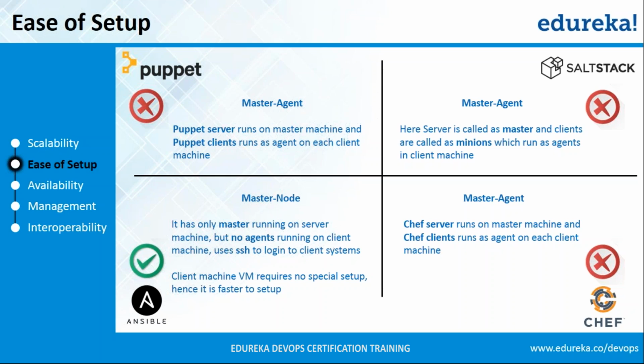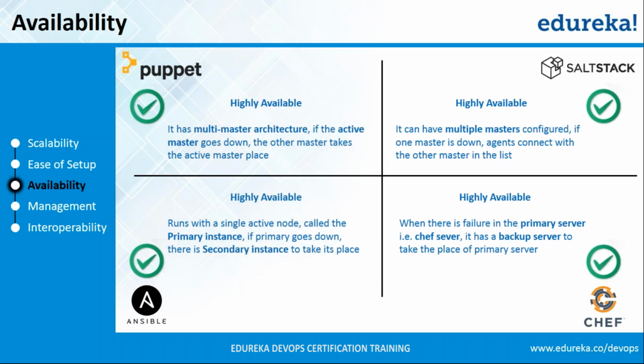So let us move forward and compare the tools on the basis of availability. All the tools are highly available. Basically, what does that mean? That there are multiple masters or multiple servers or multiple instances that can be present. So if your main master or main server goes down, there's always a backup server or a different machine or a different master to take its place. Let us have a look at each tool one by one.